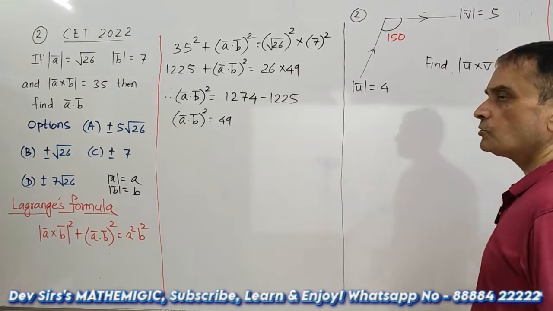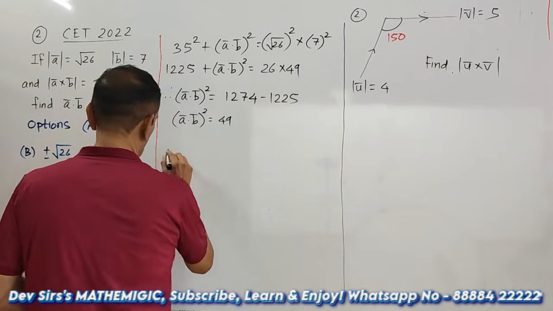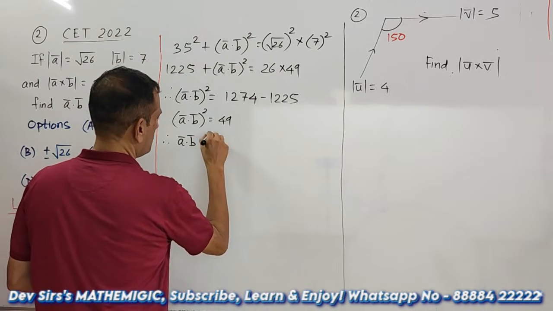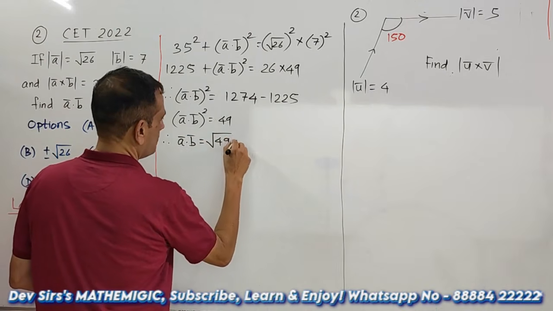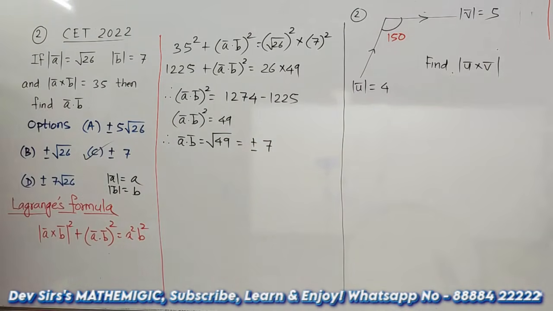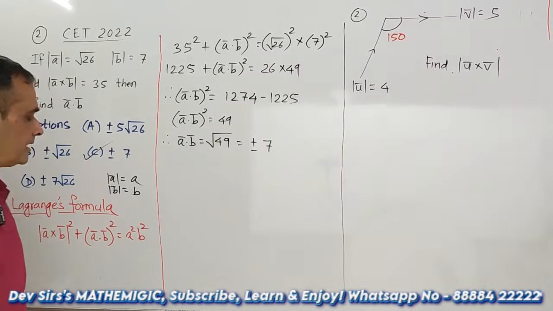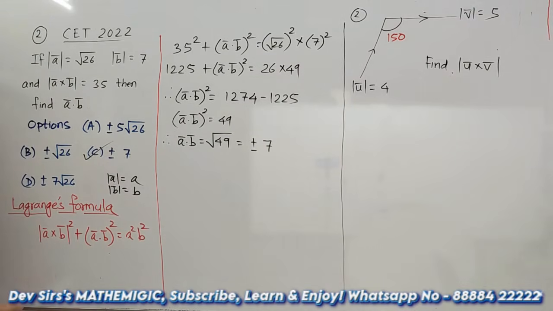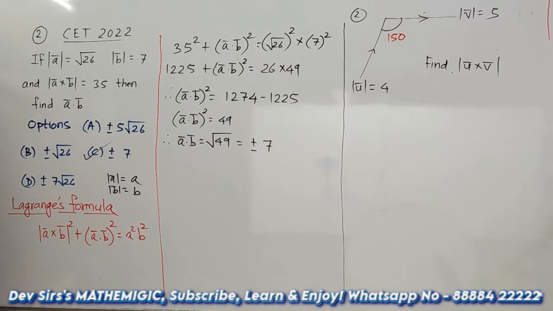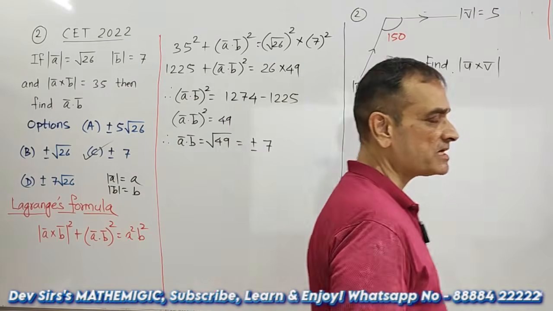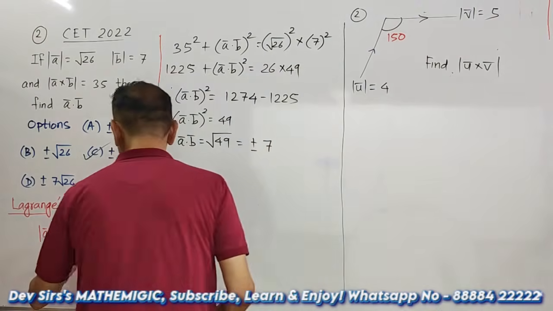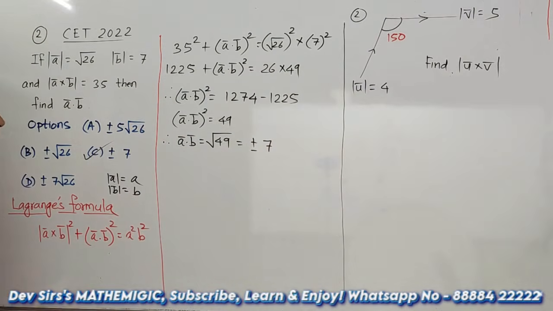So naturally I have to find the square root now. Plus minus 7. Remember, dot product can be positive or negative. So both the answers should be taken. Plus minus 7, both the signs, plus 7 and minus 7. Okay? So that's our answer. So remember this very useful CET shortcut, Lagrange's formula.